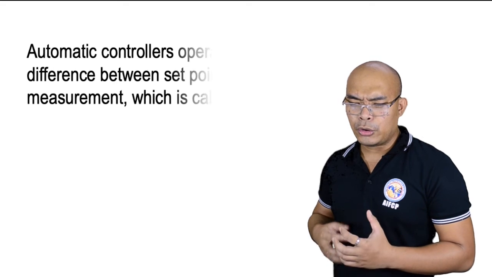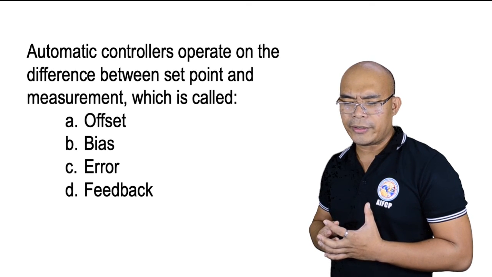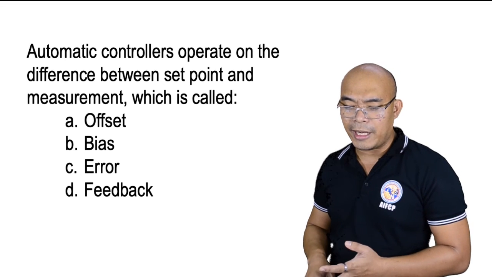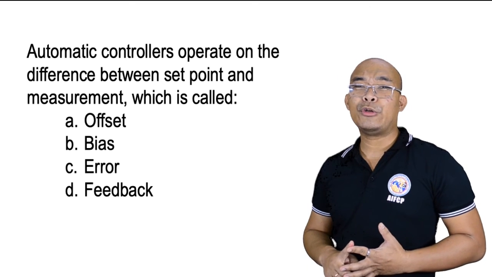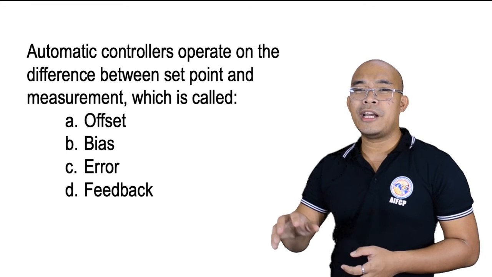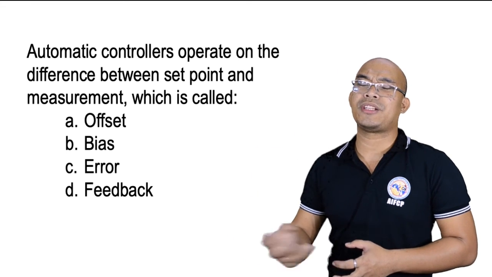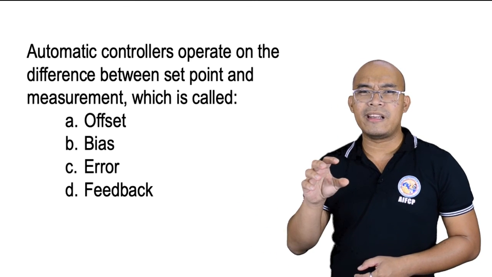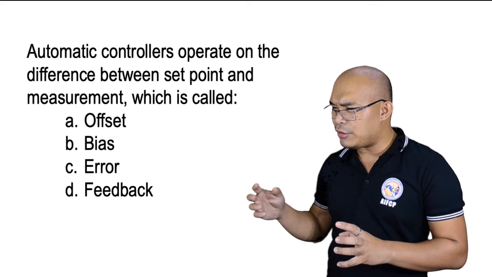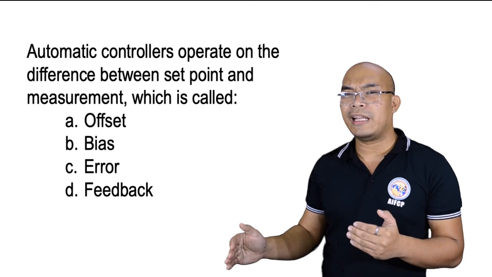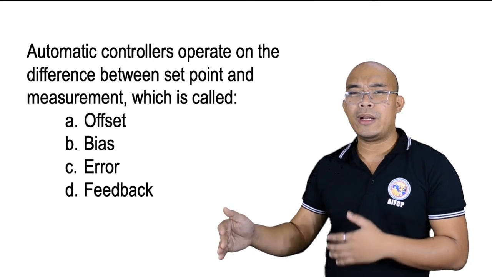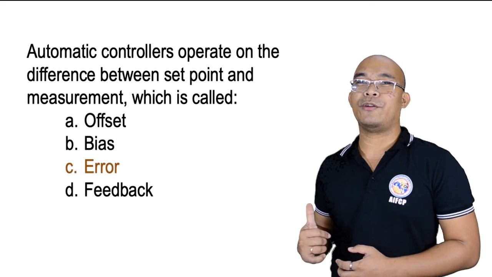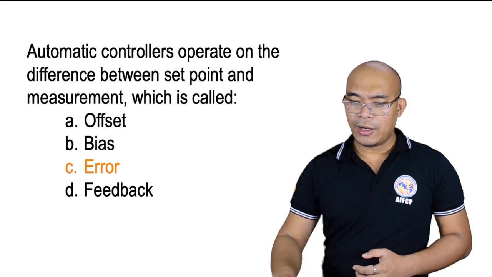Okay? Next is, the last na ba to? So i-check natin. Automatic controllers operate on the difference between the set point and the measured value, which is called as: offset, bias, error, feedback. So ito yung difference ng sinet mo at saka yung anong nangyayari sa system mo. So for example, yung sa fuel system natin kanina, sinet mo siya sa 60 degrees centigrade. And then pag measure ngayon using your sensor, nasa 61 degrees centigrade siya. So yung difference na 61 at saka 60, which is 1 degree centigrade, ang tawag natin dyan, that is error.